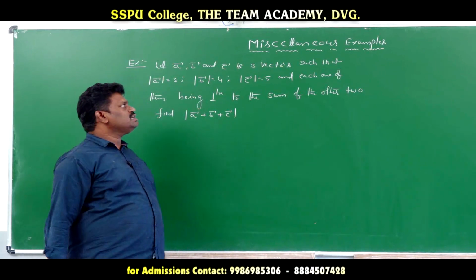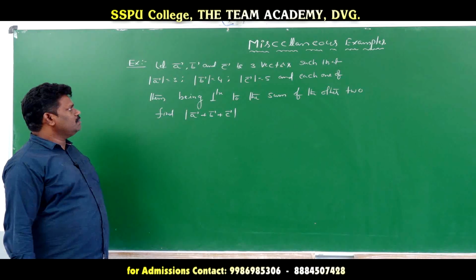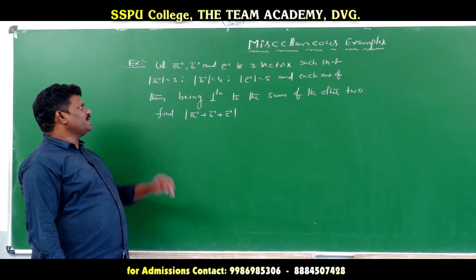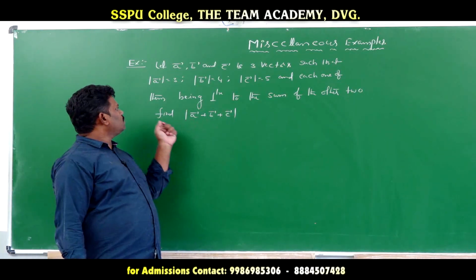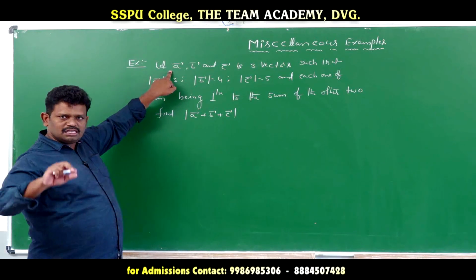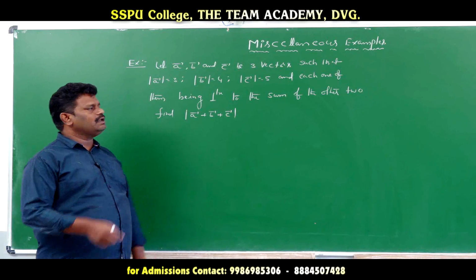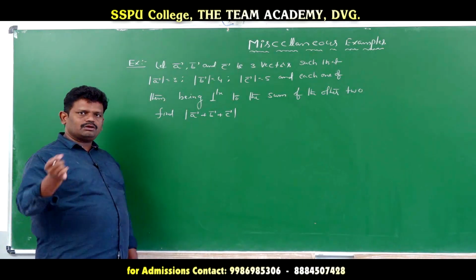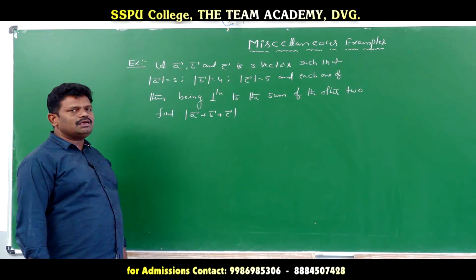Right, next miscellaneous examples. Let A bar, B bar, C bar be any three vectors with given magnitudes, and each one of them perpendicular to the sum of the other two. That means the first vector is perpendicular to the sum of the other, B bar plus C bar, and likewise in rotation. So one vector is perpendicular to the sum of the other vectors. At that time, find the magnitude of A bar plus B bar plus C bar.